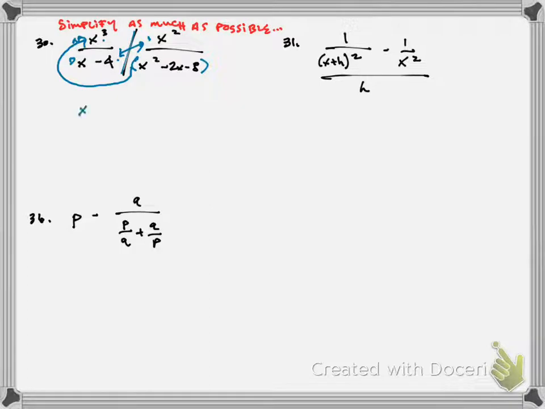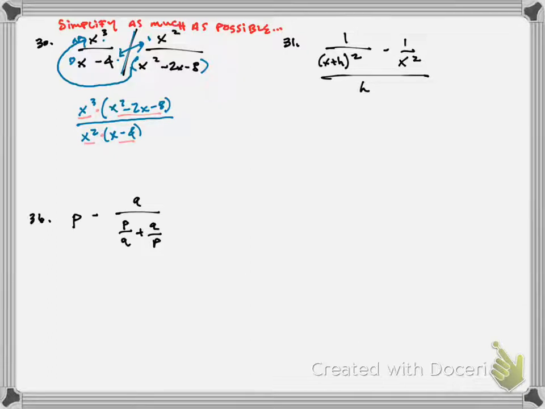So we're left with x cubed times the quantity x squared minus 2x minus 8 over x squared times the quantity x minus 4. That would be step 1. Again, we've got a few factors here. That's a factor. That's a quadratic, which we're going to see if we can factor in just a moment. And then I've got x squared over x minus 4.